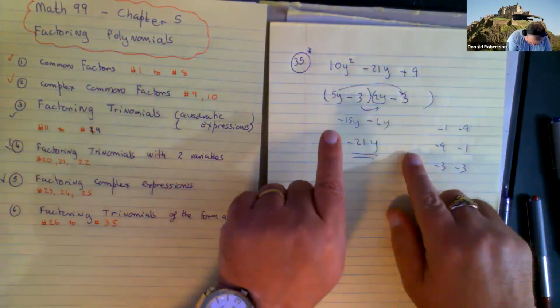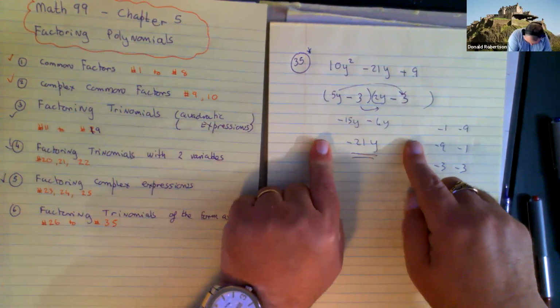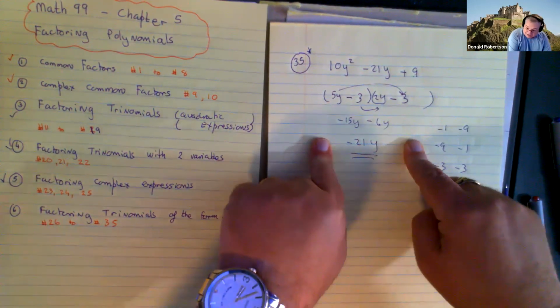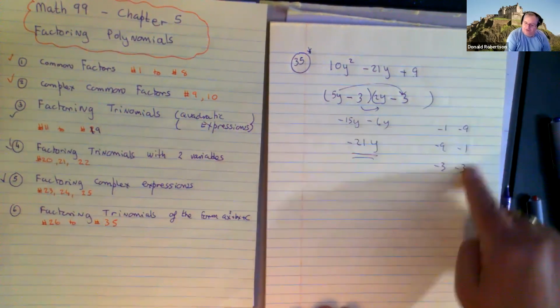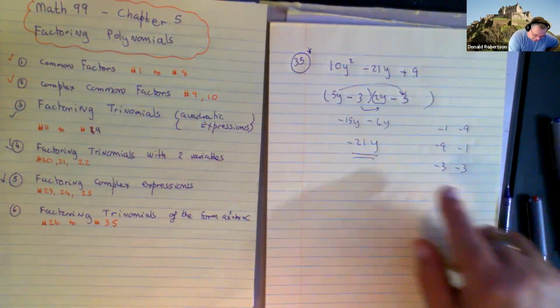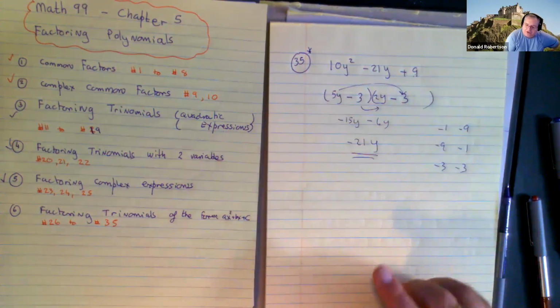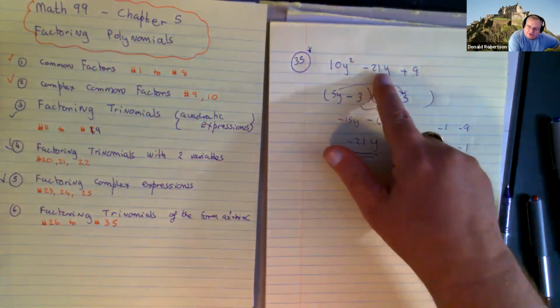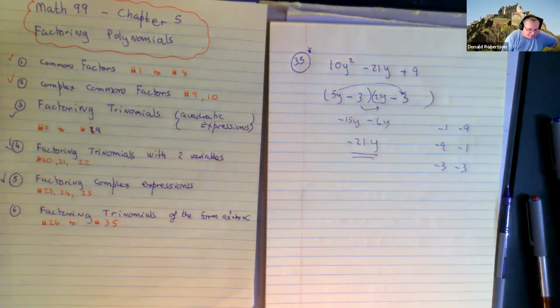The y squareds and the number are kind of guaranteed to work because of the way we constructed it. So you only really need to check the outside and inside, and if that matches that, you've got the answer. And that's basically it.